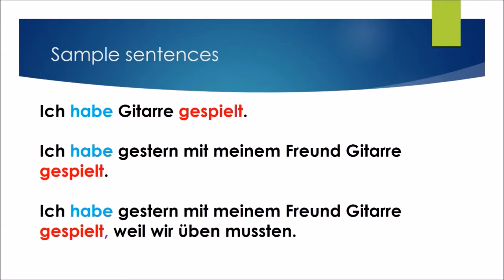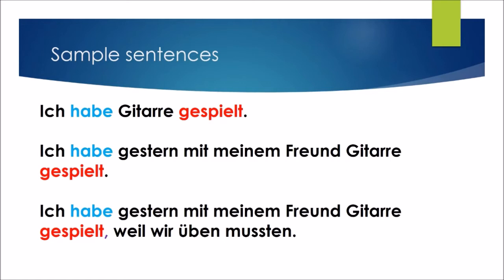I'll give you some examples with gespielt. Ich habe Gitarre gespielt. That will be one of the first few basic sentences you'll probably come across when you start learning the past tense. But what if you want to say a bit more? Ich habe gestern mit meinem Freund Gitarre gespielt. I played the guitar with my friend yesterday. So the habe has to be at the beginning, in second place, where the verb usually is in German. But the gespielt, the past participle, goes to the end of the sentence, and everything else comes in between.